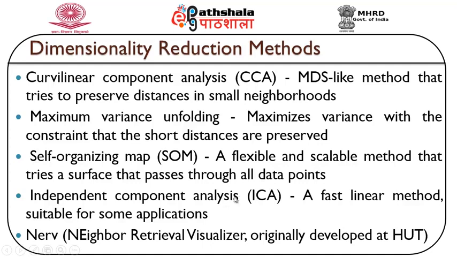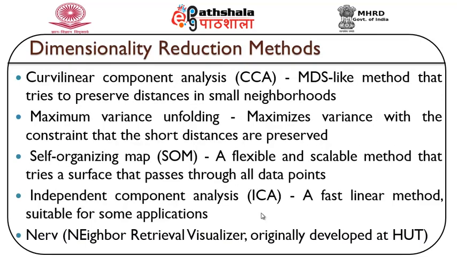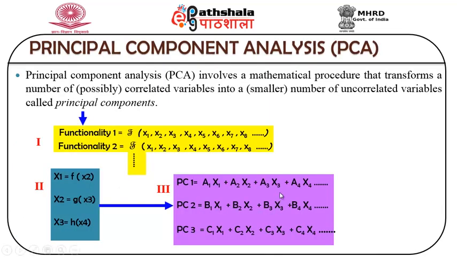Then we have independent component analysis or ICA, a fast linear method which is suitable for some applications to reduce the dimension. Then we have NeRV or the neighbor retrieval visualizer, which was originally developed at HUT. So, these are certain dimensionality reduction techniques, and now let us have a look at various dimensionality reduction techniques in detail.